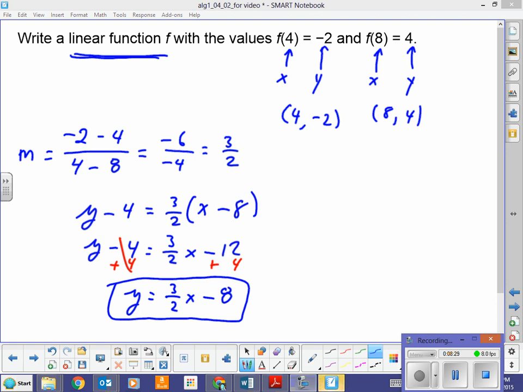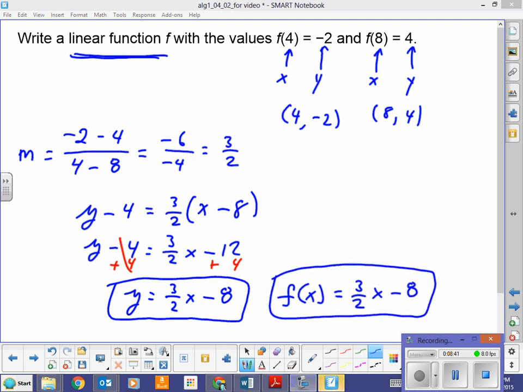Or I should probably say f of x equals 3/2 x minus 8. Since we're writing a function, this is probably the answer the book wants, because I don't really want an equation. I want a function. So this is the one here.